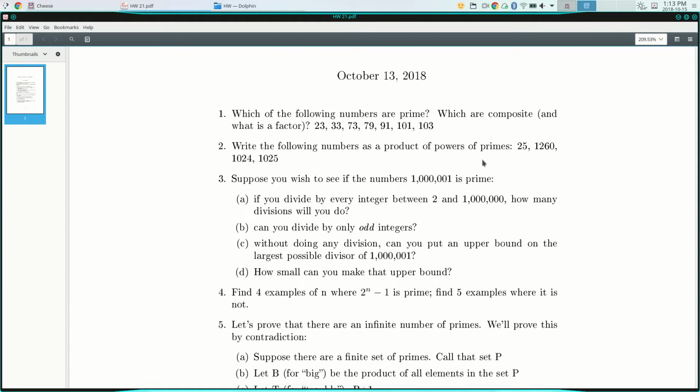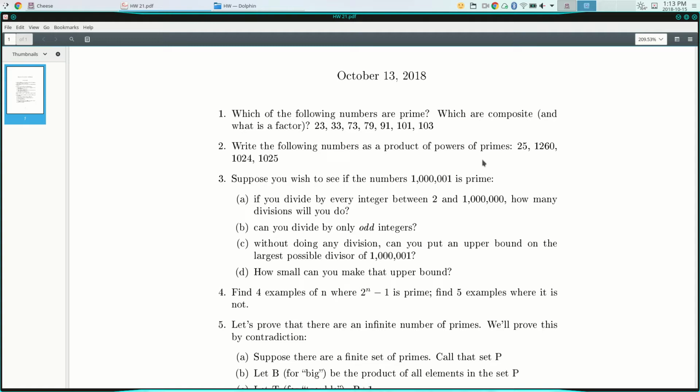1,260. Now 33 is divisible by 11. So write the following numbers as products of primes, and you do the same thing we did from before. So for 25, that would just be 5 squared.